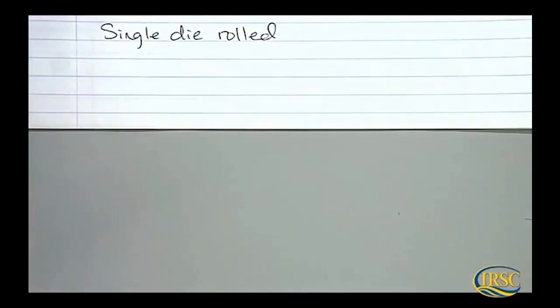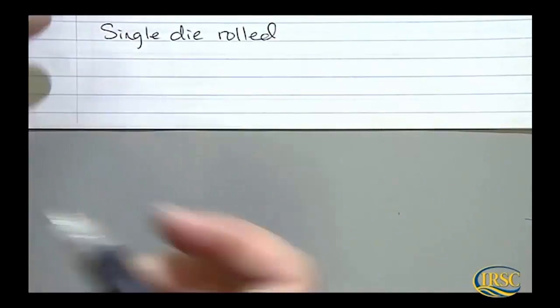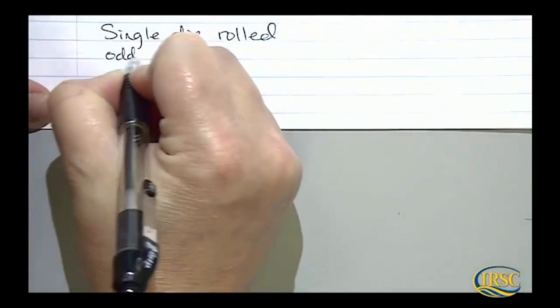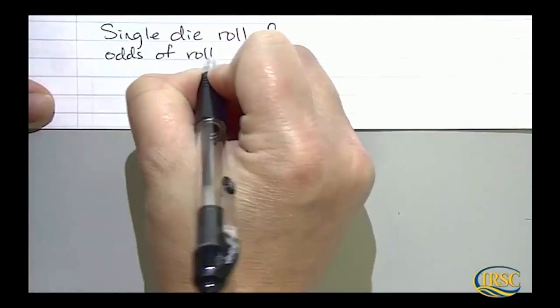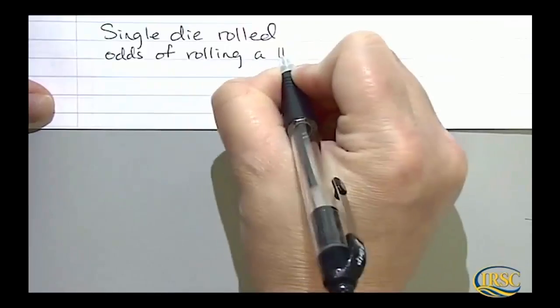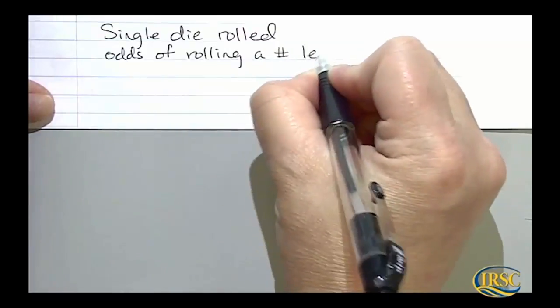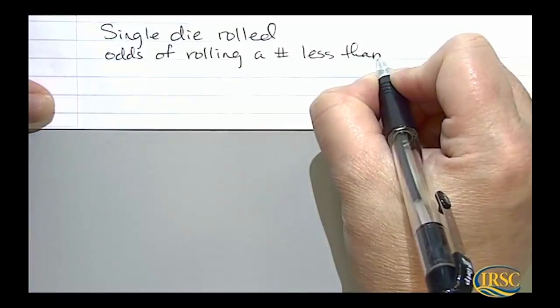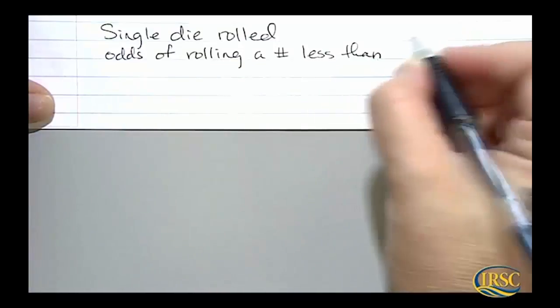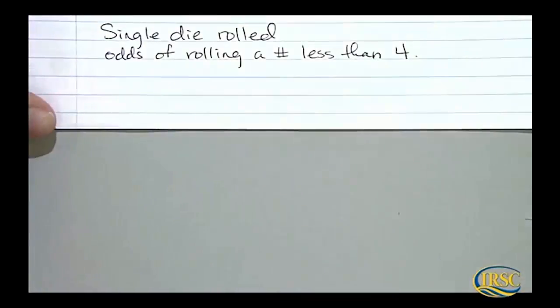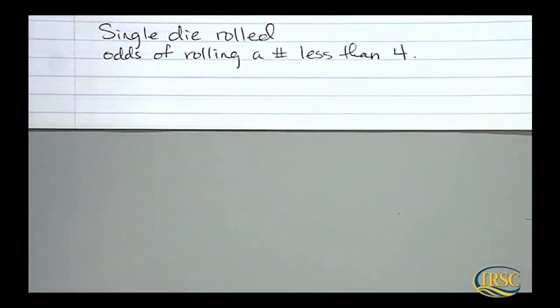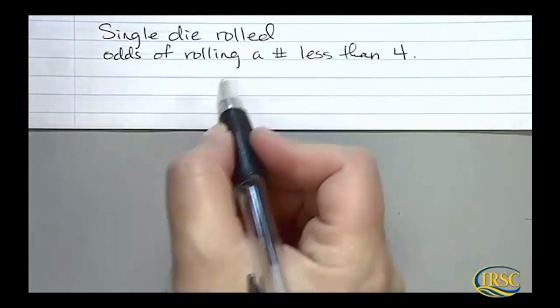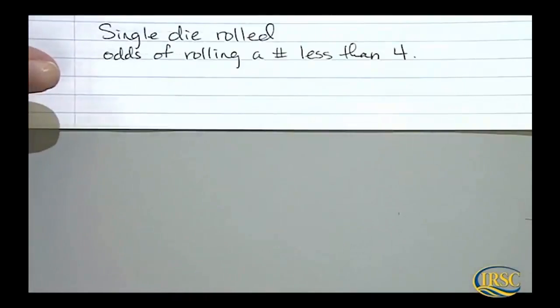And you want to find the odds of rolling a number less than 4. You know what, I'm going to change that to less than 3. Actually, no, I'll keep it. Less than 4. Okay. Sorry. All right, so single die roll, odds of rolling, okay, and I didn't say what kind of odds, did I? So let's say odds in favor of.